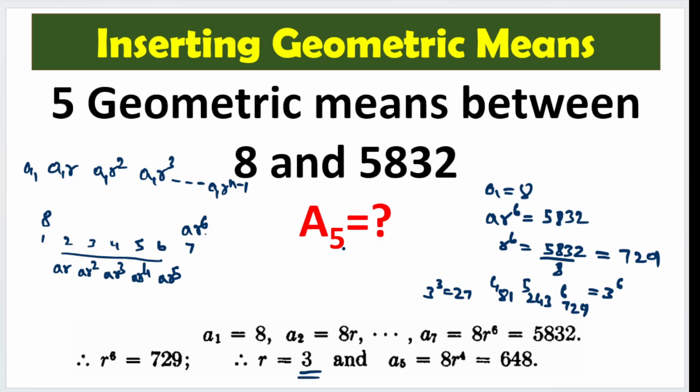Now what do we want? The term A5. A5 is A into R power 4. What is A? A is 8. So 8 times 3 power 4, which is 8 times 81, which is equal to 648.